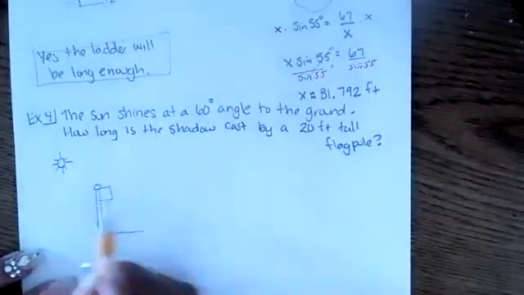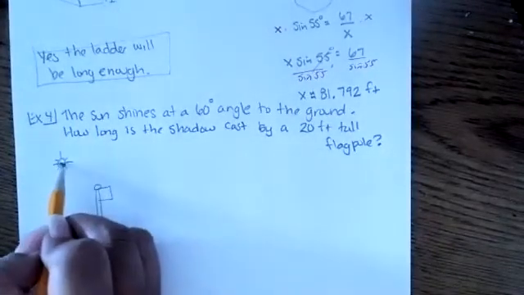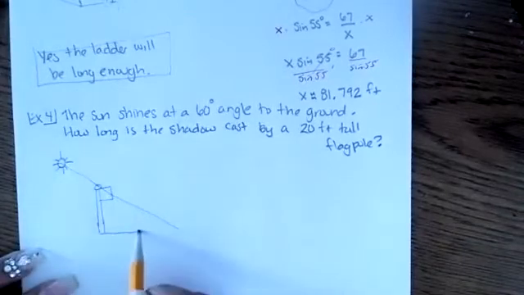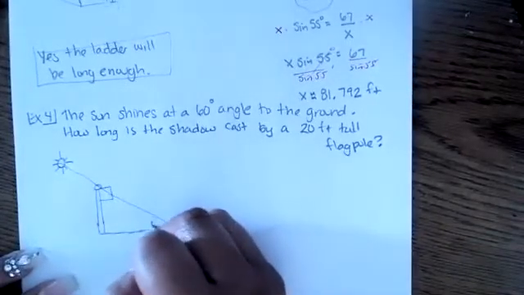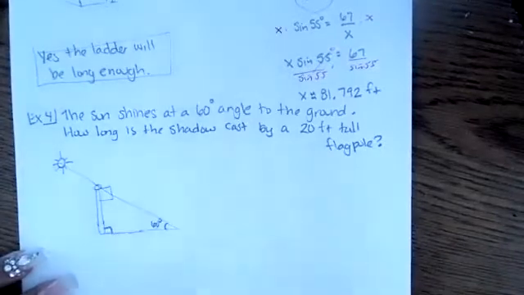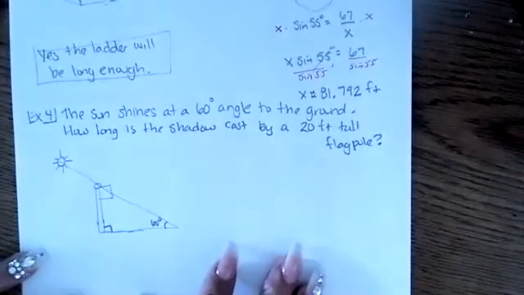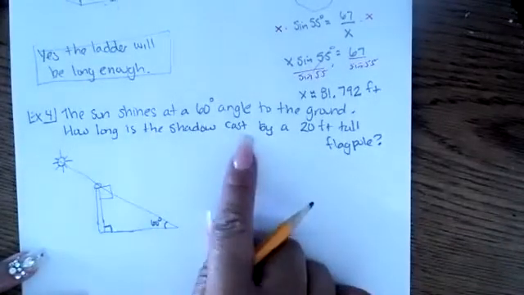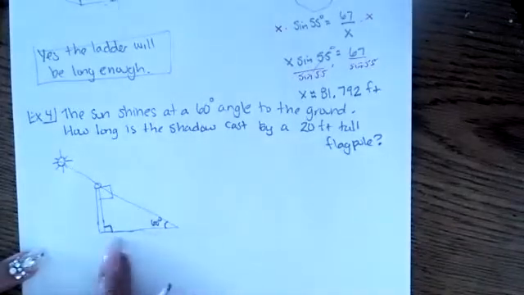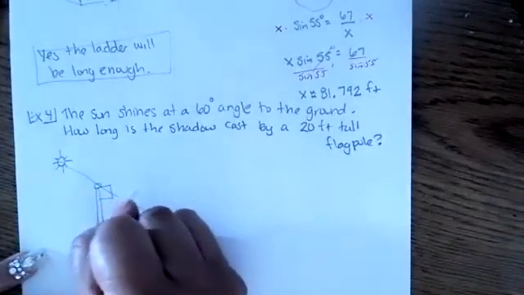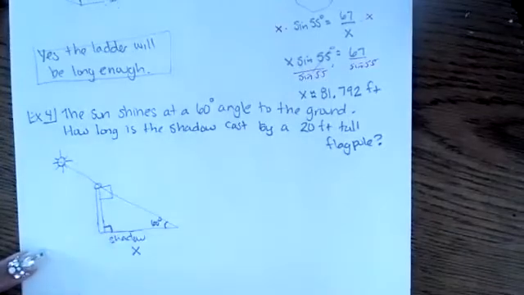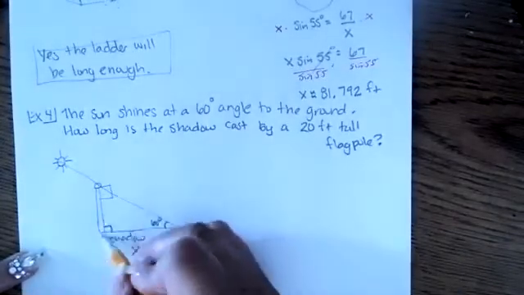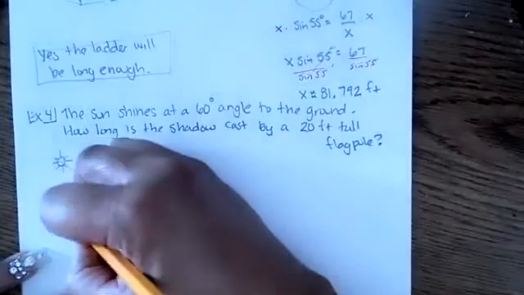And it says the sun shines at a 60-degree angle to the ground. So right here, this is going to be a 60-degree angle. And a flagpole is 90 degrees to the ground. How long is the shadow cast? This is going to be the shadow right here. This is the shadow, so that's going to be my variable, with a 20-foot long pole. So this is going to be 20 feet.